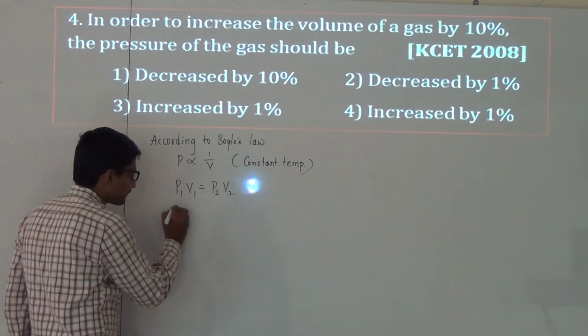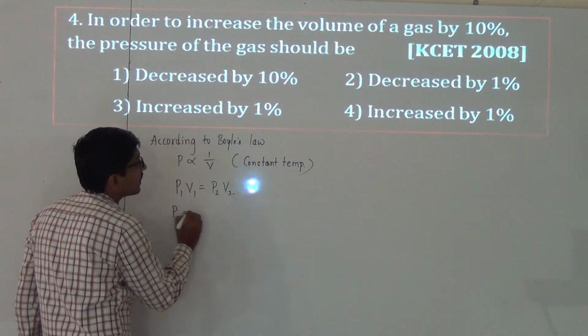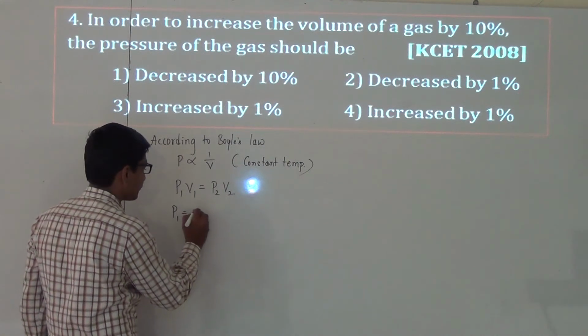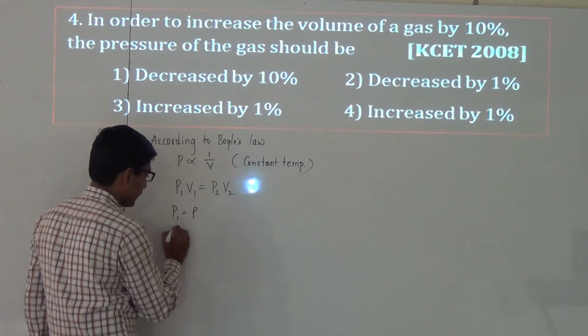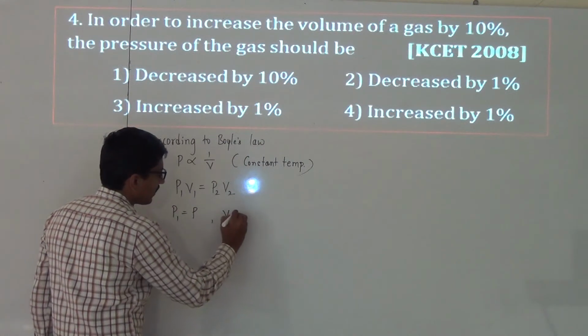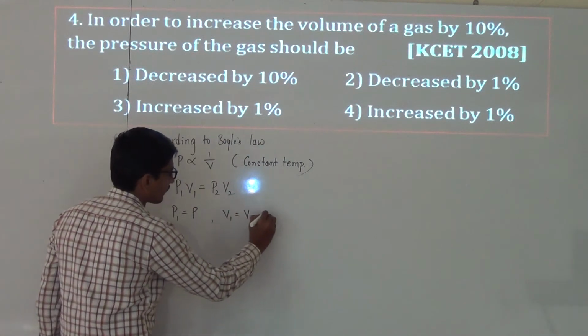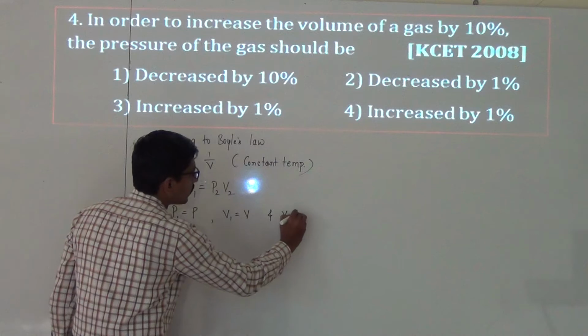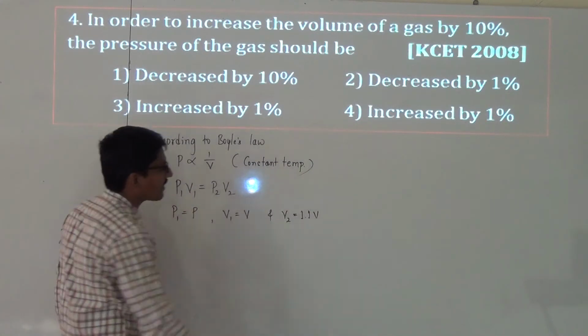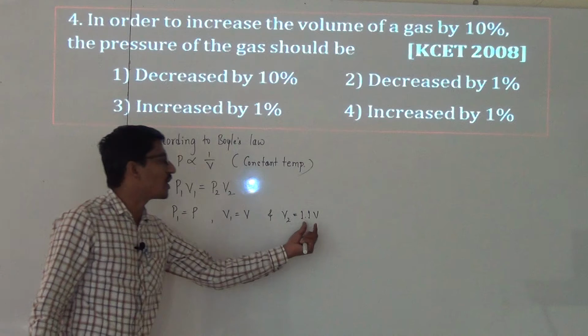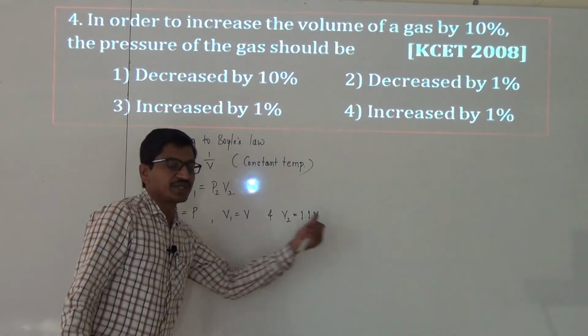Here P1 is equal to P, V1 is equal to V and V2 is equal to 1.1 V. It is increased by 10%. 10% means 0.1 volume is increased.